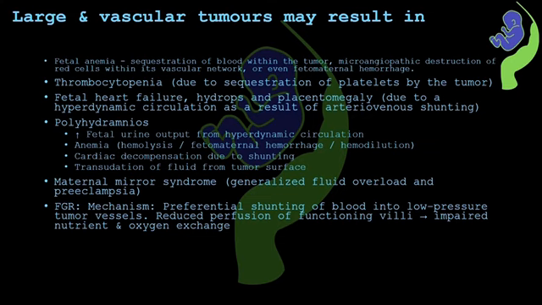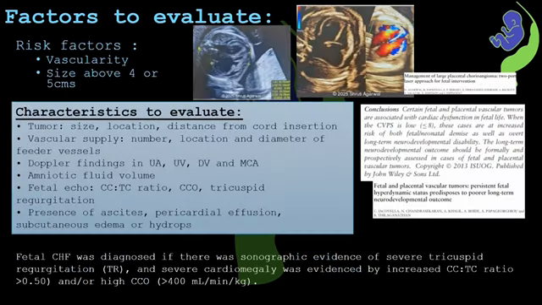Fetal growth restriction can also occur, and the underlying mechanism is the preferential shunting of blood into the low pressure circulation of the chorioangioma. This diverts blood away from the functioning placental villi, thereby reducing its ability to provide oxygen and nutrients to the fetus. Yes, now you have diagnosed a chorioangioma.